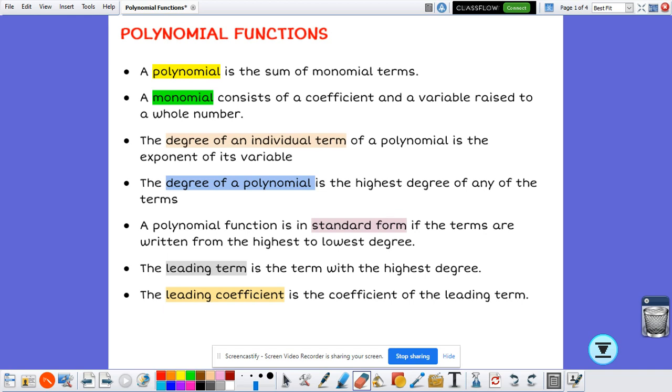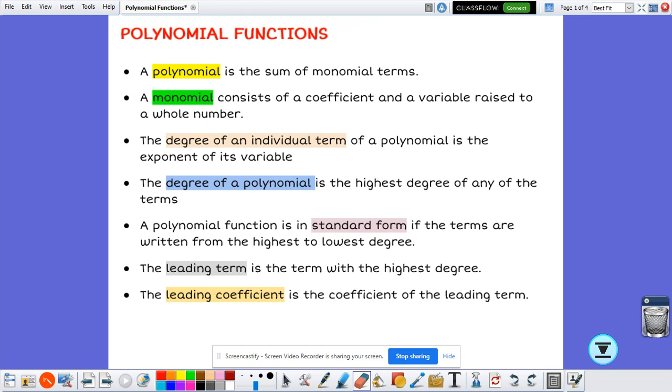Hello. Today we will be discussing polynomial functions. Now, just to give you some of the terminologies that we will be using, here are the following. Number one, a polynomial is the sum of monomial terms. A monomial consists of a coefficient, a number, and a variable raised to a whole number. So that means the exponents cannot be negative. It cannot be a fraction.